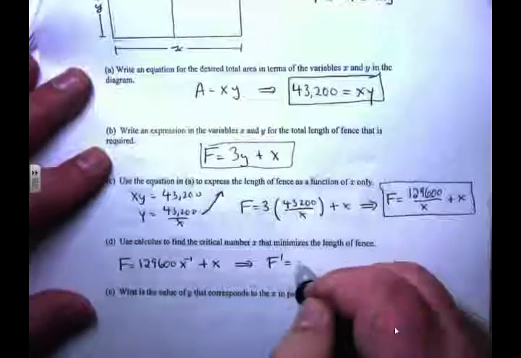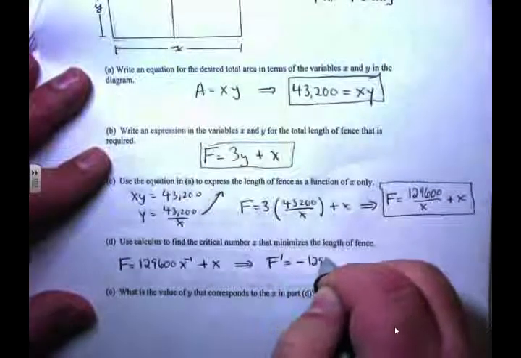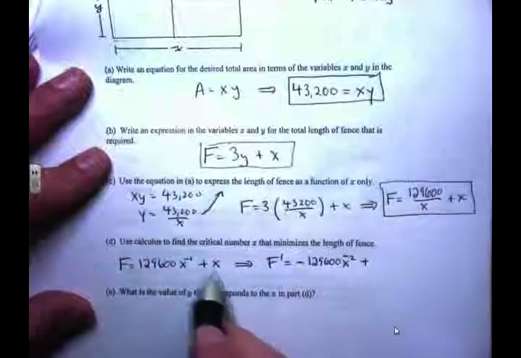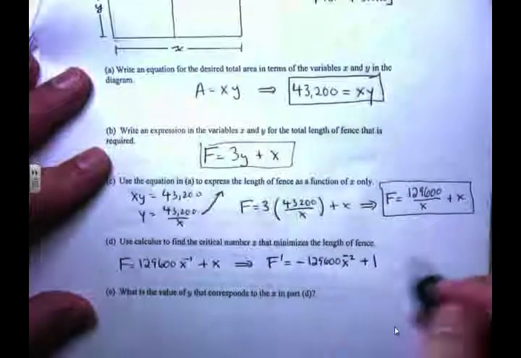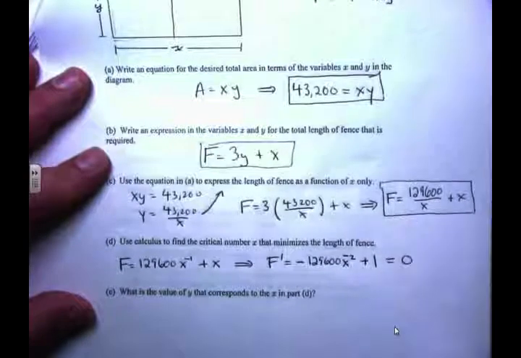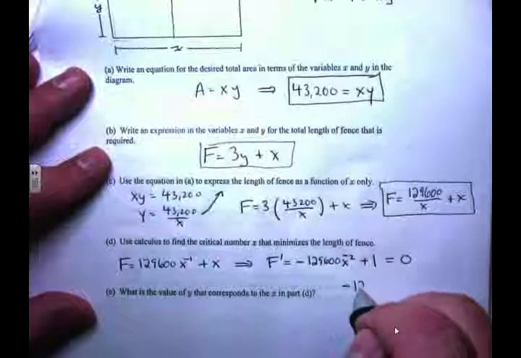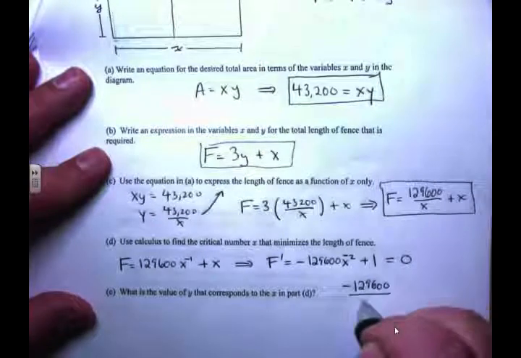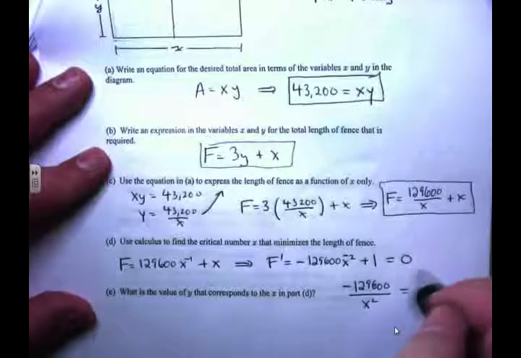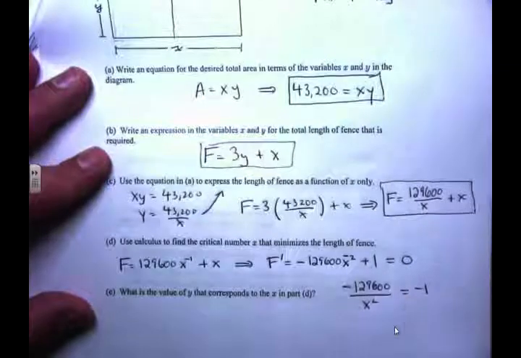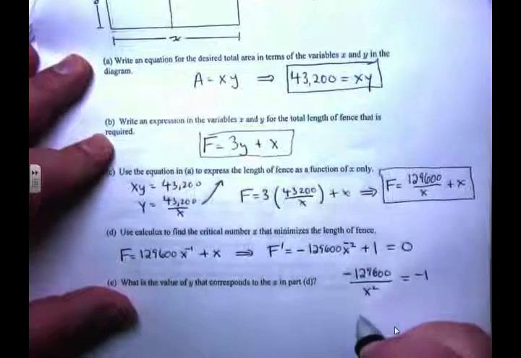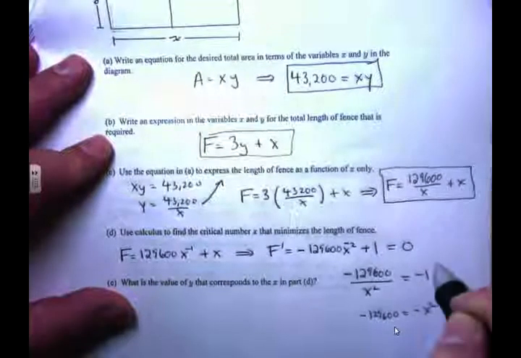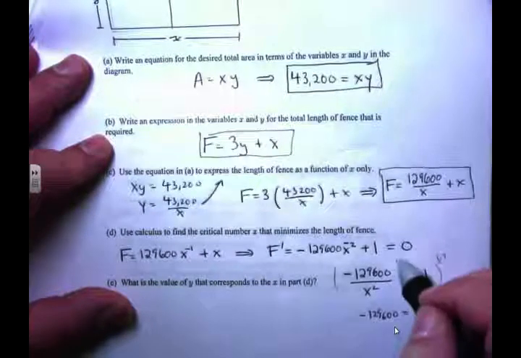Now f prime, the derivative, is going to be negative 129,600 x to the negative 2, plus, what is the derivative of x? 1. Set it equal to 0 and solve. Negative 129,600 over x squared is going to be equal to negative 1. I subtracted 1 from both sides. I'm going to multiply by x squared, so I get negative 129,600 equals negative x squared, multiplying by x squared on both sides.